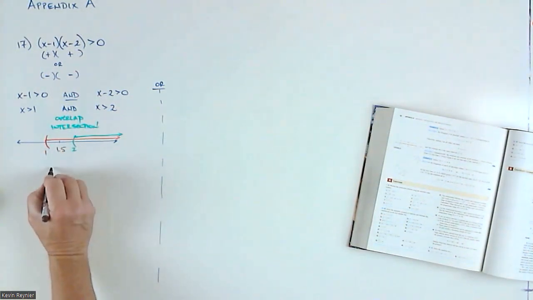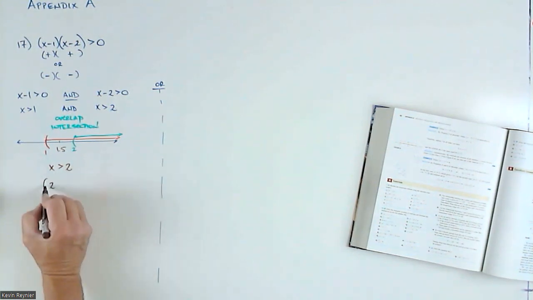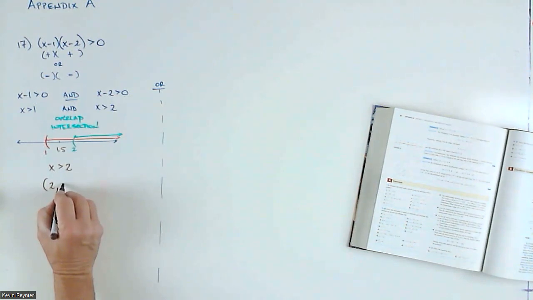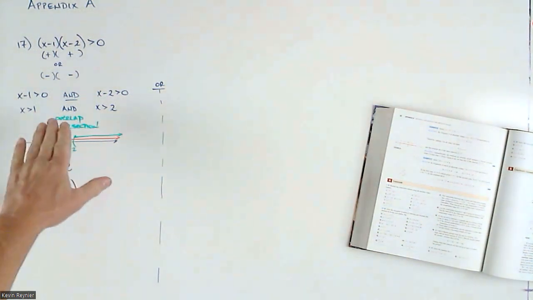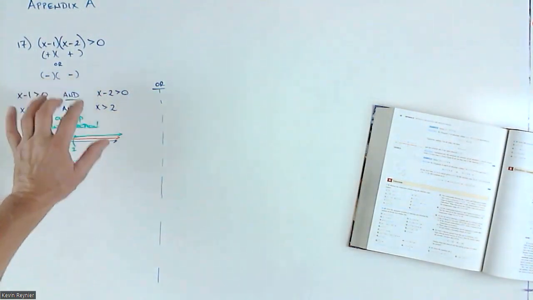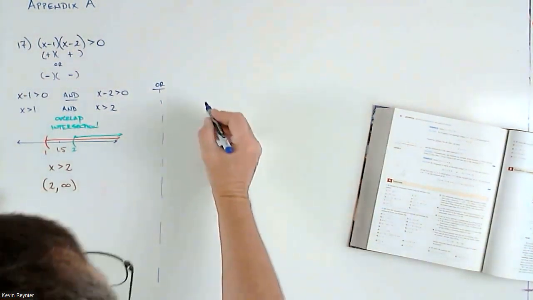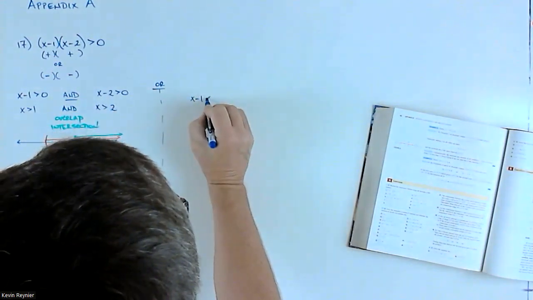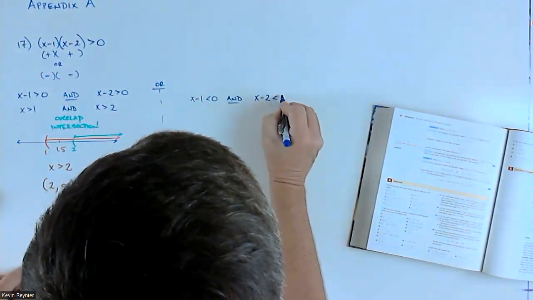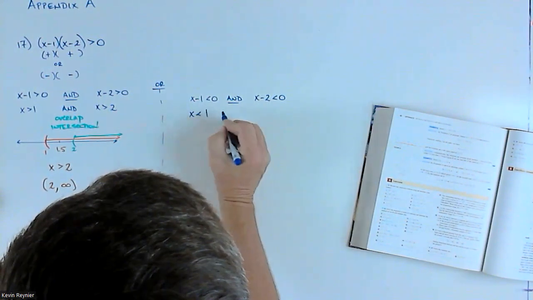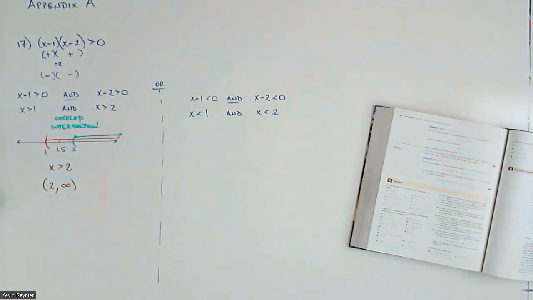So our answer here turns out to be x is greater than 2, which we can write as an open interval at 2, right? Open at 2 because it's not equal to 2, to infinity. But we're not done. We still have to take into account the case where they're both negative, because two negatives multiply together and make a positive. So here we would start all over. We would say x minus 1 is less than 0, and x minus 2 is less than 0. This gets me x is less than 1, and x is less than 2.